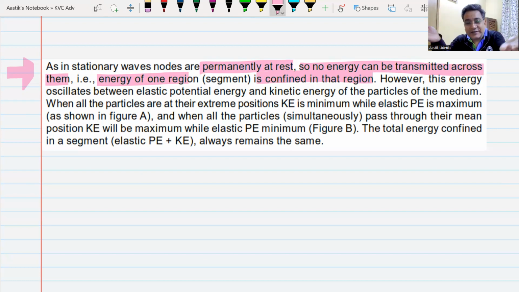We are studying standing waves and we don't know what is standing. The energy cannot be transferred. It remains between two nodes. It is confined between the nodes. It cannot get transferred. Therefore, this wave is known as standing wave.